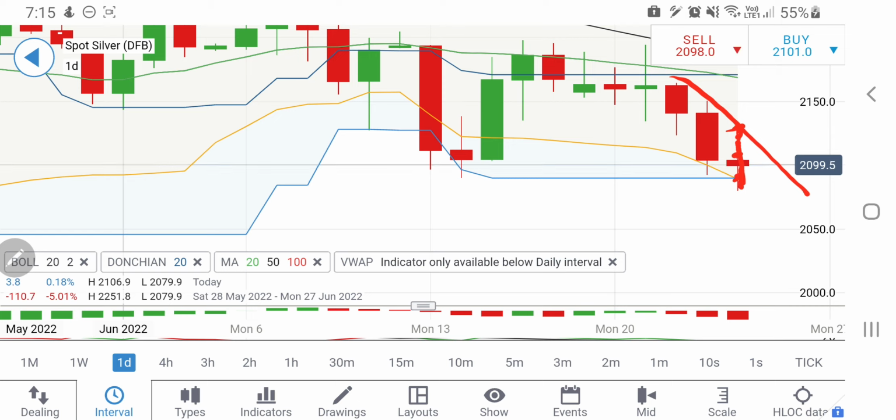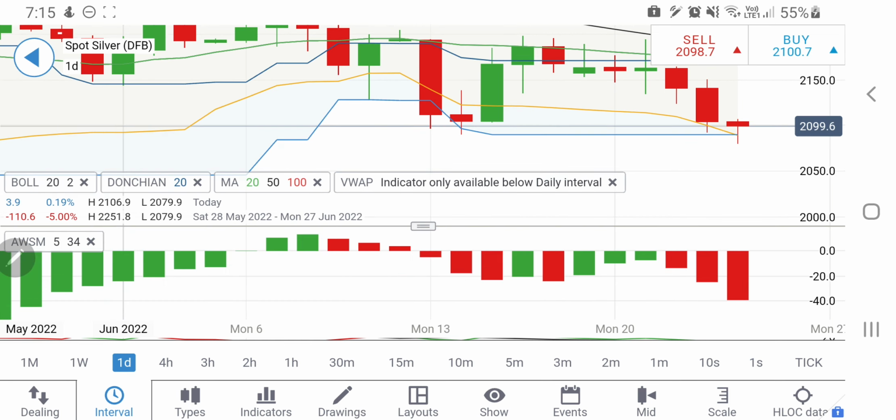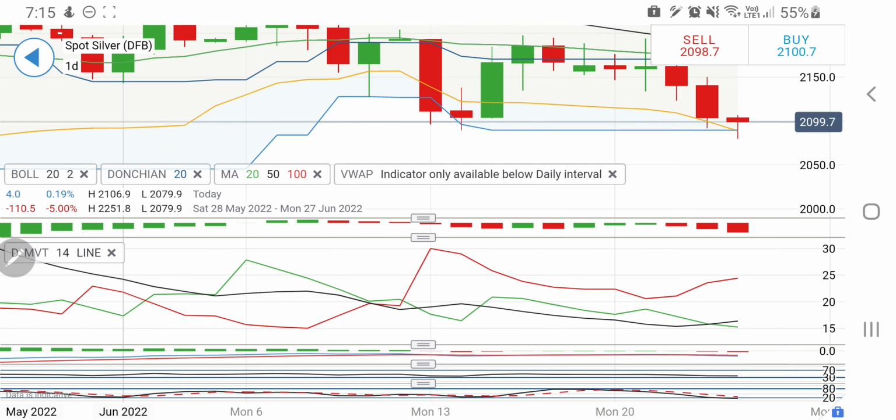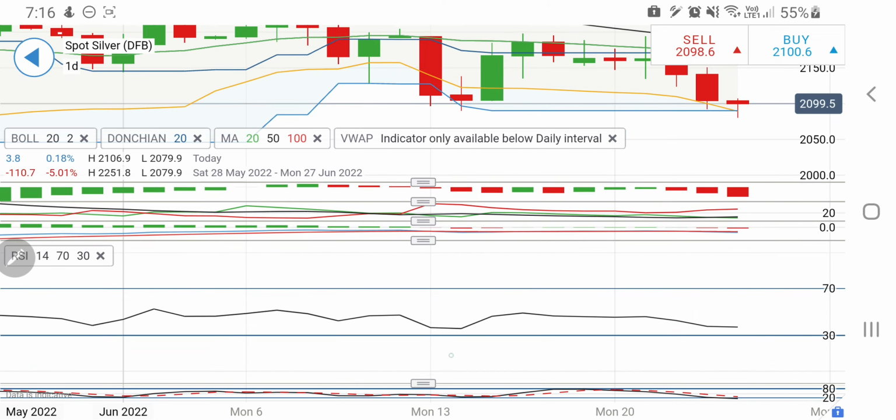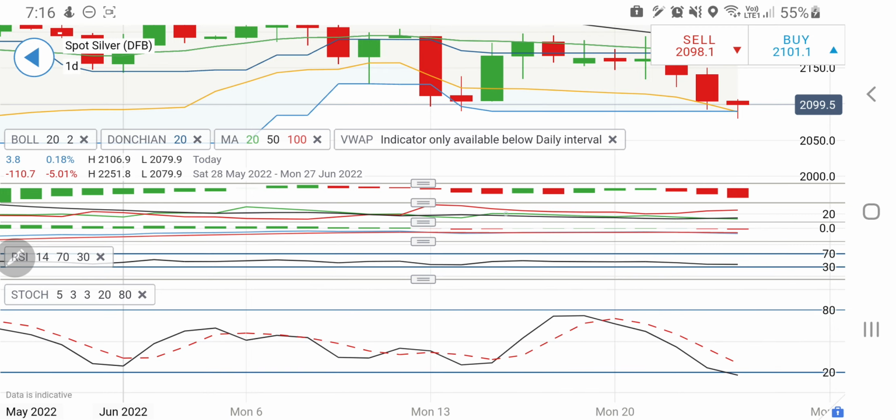See, my target was 2080. It has precisely achieved 2080 levels. The awesome oscillator is trading bearish. The directional movement is on the sell side. Also look at the MACD. This is the second red candle after the crossover, and it is divergent. RSI trading flat, stochastic oversold.